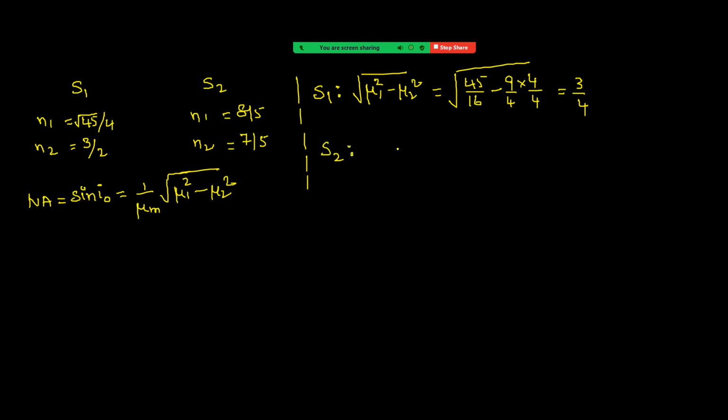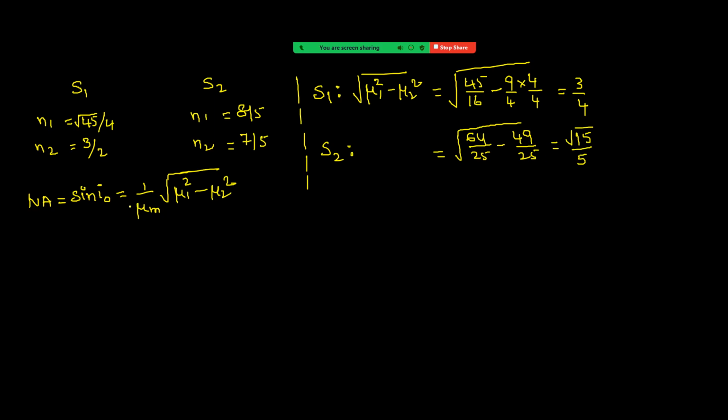For S2, this value, see how much? For S2, it is 8 by 5, 64 by 25 minus 49 upon 25. See how much we get? 64 minus 49, it is 15. Okay. So root 15 upon 5, right?